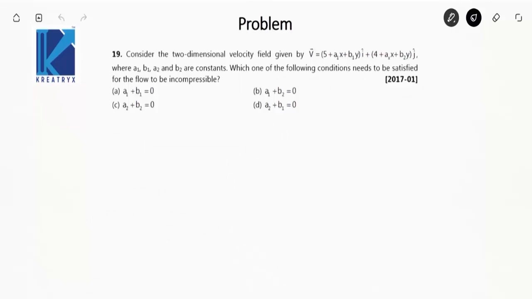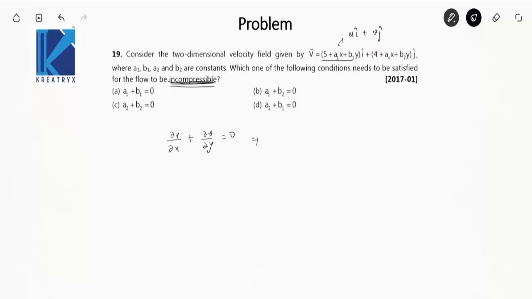Consider the two-dimensional velocity field v vector, equal to u i cap plus v j cap, where a1, b1, a2 and b2 are constants. Which one of the following conditions needs to be satisfied for the flow to be incompressible? In the previous question I have proved the condition. So apply del u by del x plus del v by del y is equal to 0.